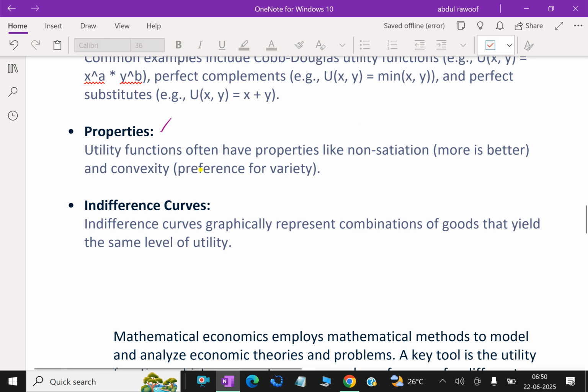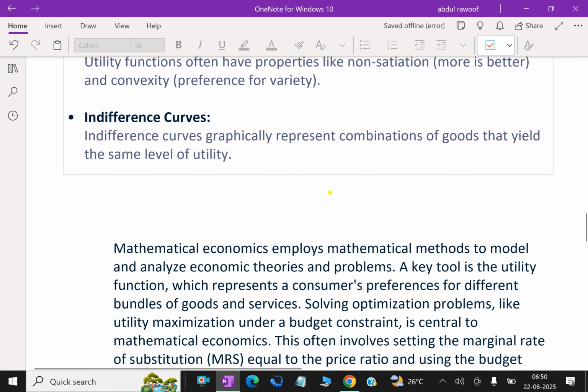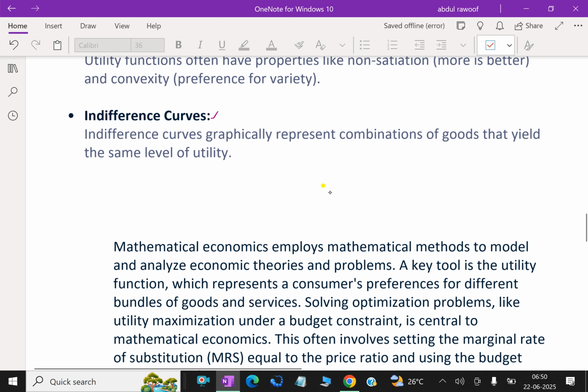Properties. Utility functions often have properties like non-satiation, more is better, and convexity, preference for variety. Indifference curves. Indifference curves graphically represent combinations of goods that yield the same level of utility.